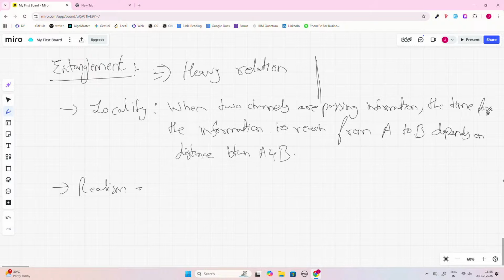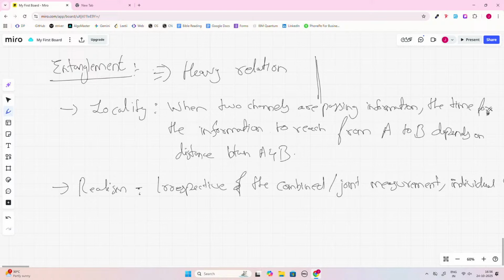Second, realism. Independent, irrespective of, I can simply say, combined or joint measurement, individual elements, or I can say individual qubits or properties, individual entities perform their individual behavior.